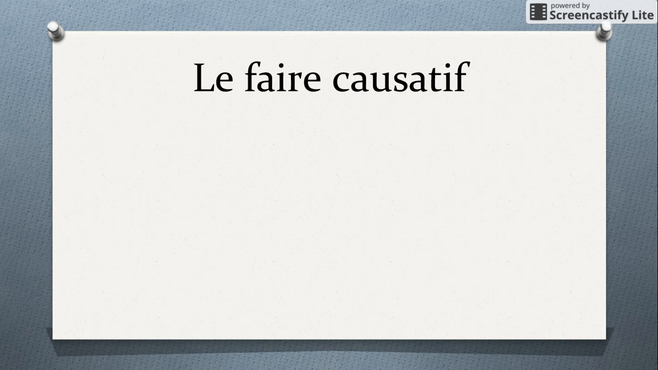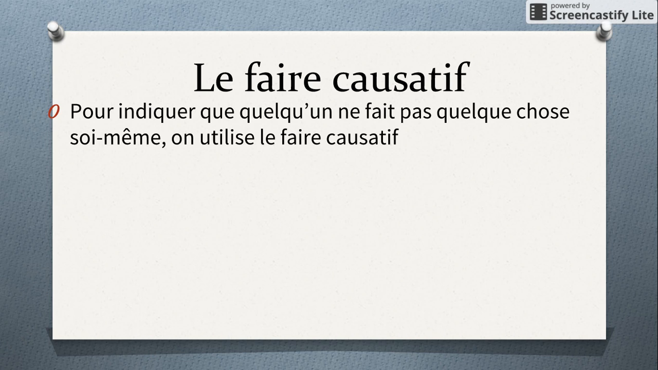Finally, we're going to take a look at the faire causatif. This is a structure in French that allows somebody to express that either they or somebody else is doing an action because someone is making them or asking them to do it. So the sentence here, that's the example. Je fais travailler mes élèves. I, as the teacher, I make my students work.